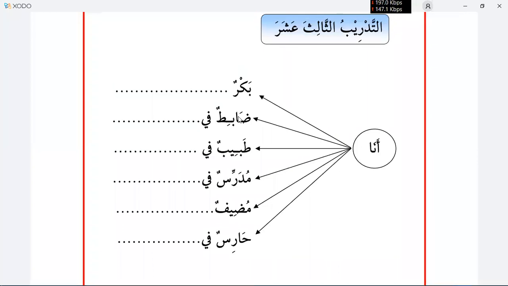Okay. Sir? Is that okay, sir? Sorry. Dabit is an officer, right? Yes. So ana dabit fi al matar. Matar should be okay. Yes, ana dabitun fil matar. Fil matar. Ana tabibun fi al mustashfa. Okay. Ana mudarrisu fi al jamia. Okay.